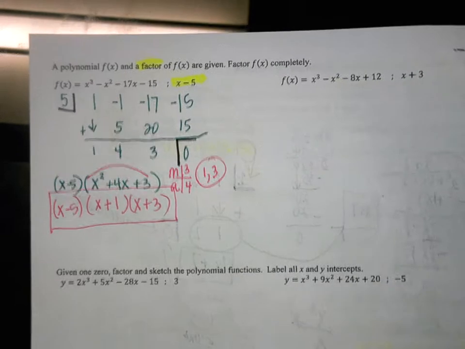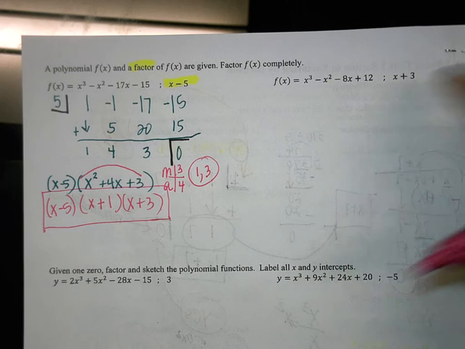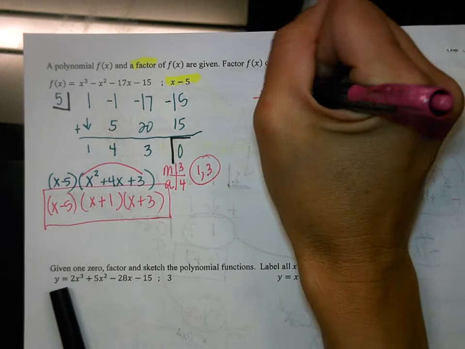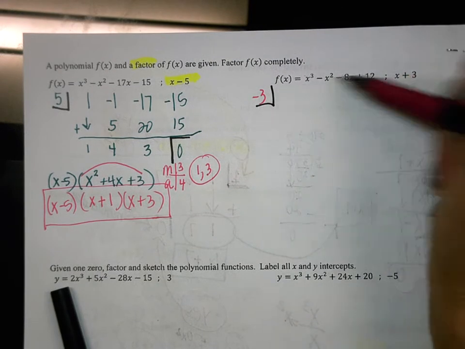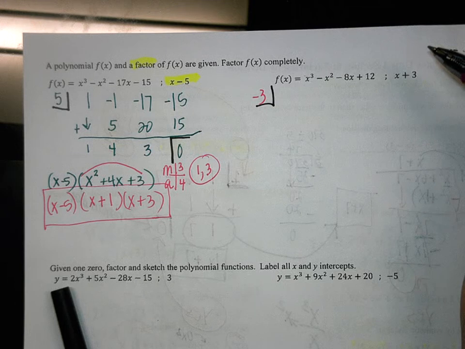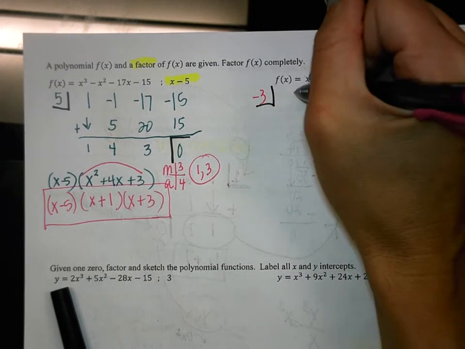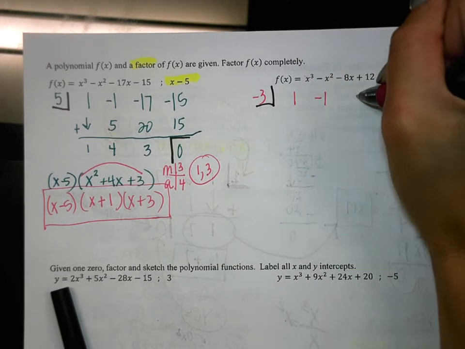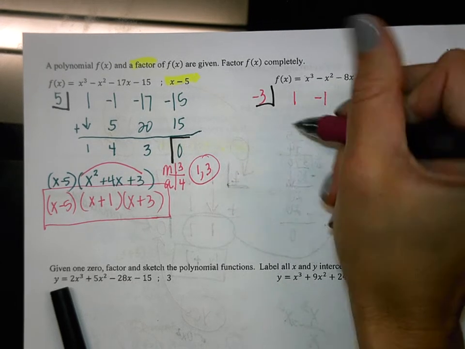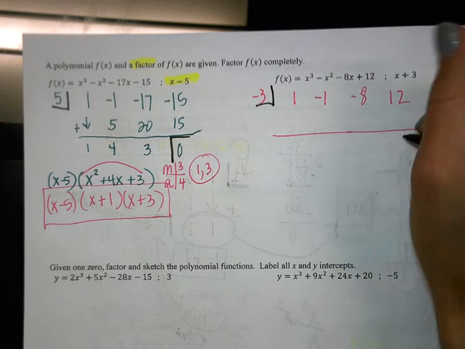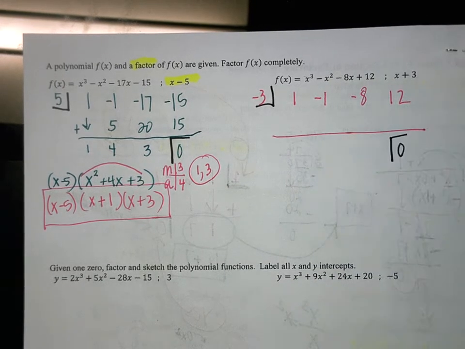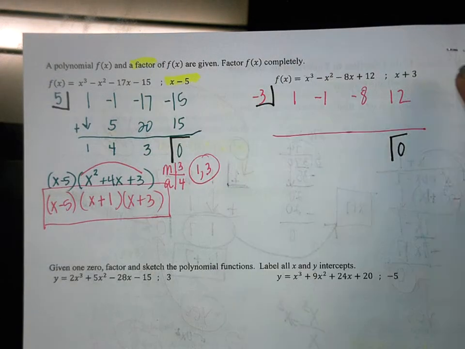Okay, so, next one. What number for this one is going to go in my box? -3. Double check that we have descending order. We do. I don't have to add any zeros in. What would be my numbers? 1, -1, -8, and 12. Good. Okay. Now, they already told me it's a factor, so I should get 0 here. If they're telling you something's a factor, then it should be a 0.